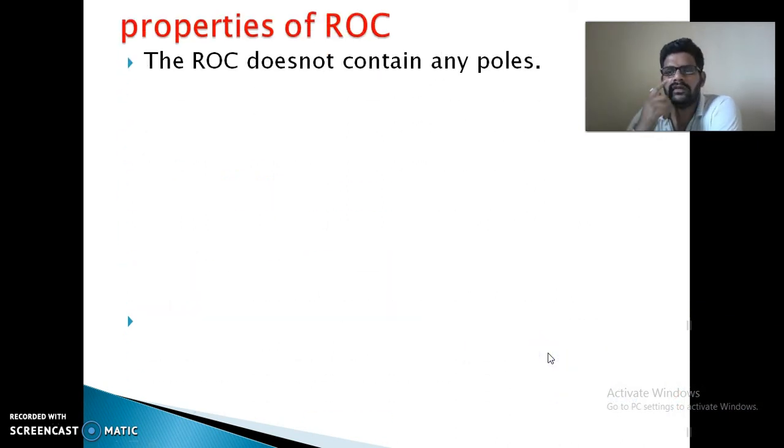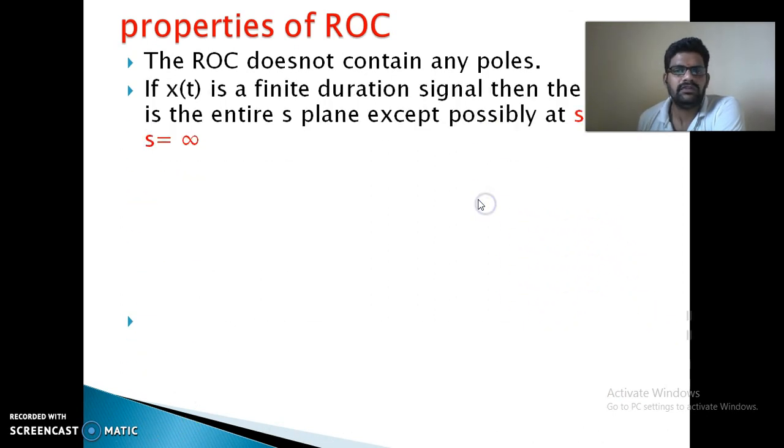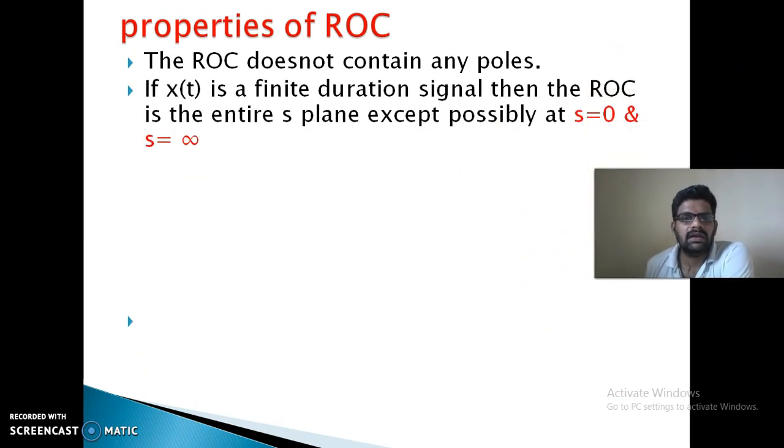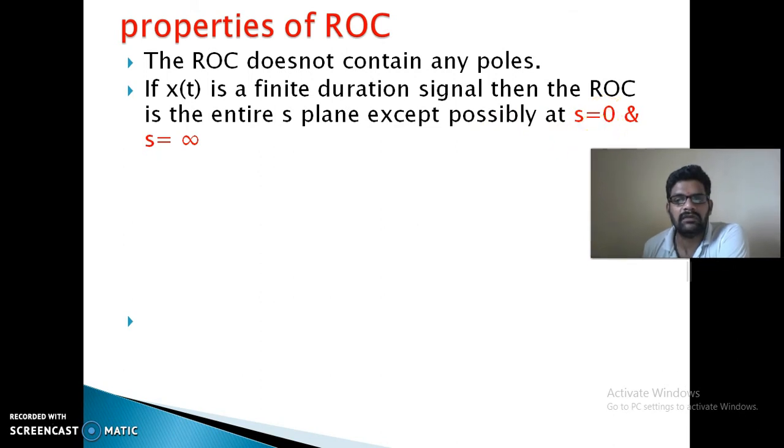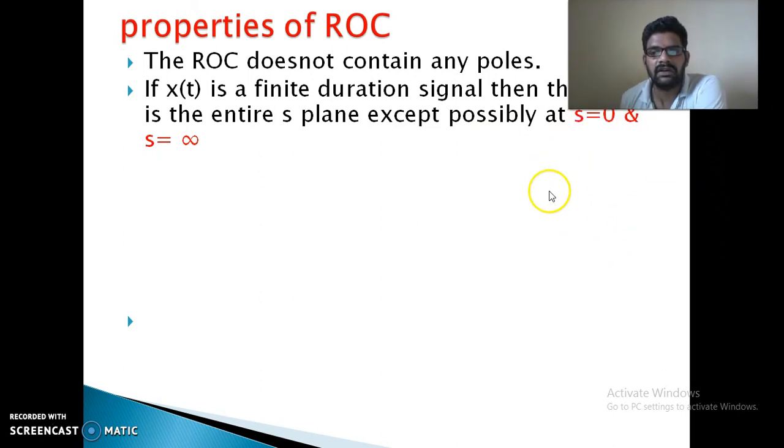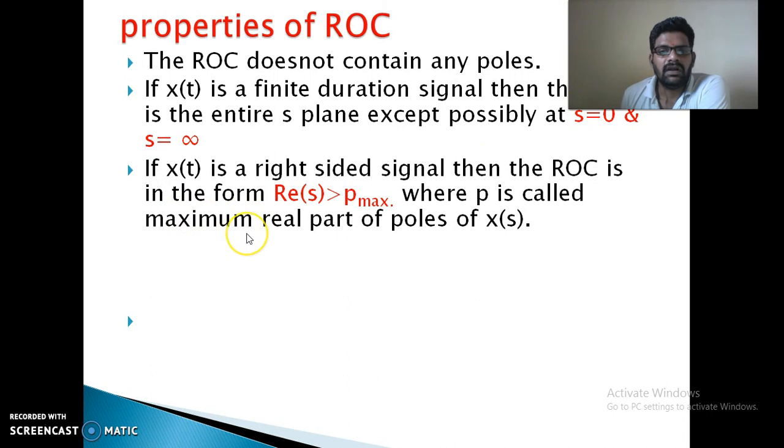The properties of ROC. First, as I told, ROC does not contain any poles. If x of t is a finite duration signal, then the ROC is the entire S-plane except s equal to 0 and s equal to infinity. And next, if it is a right-sided signal, then its ROC is the right side of the rightmost pole.